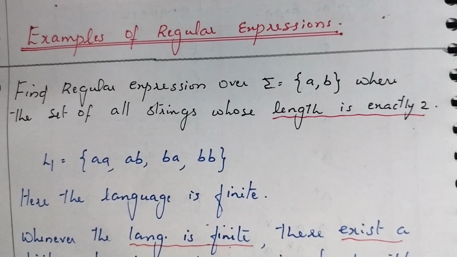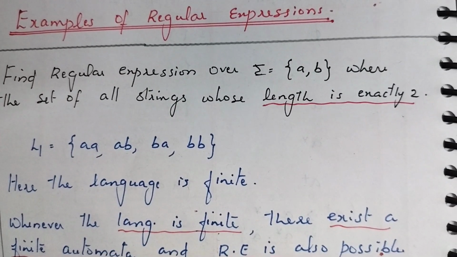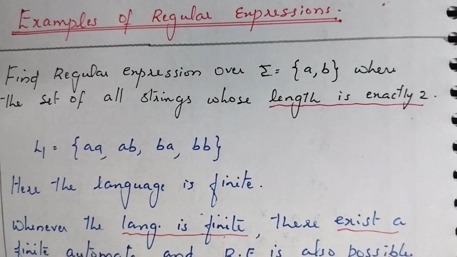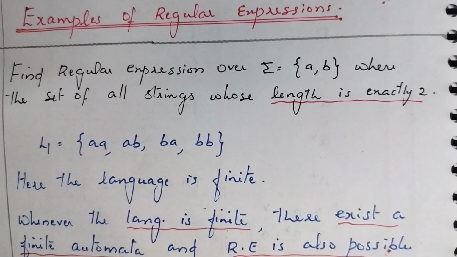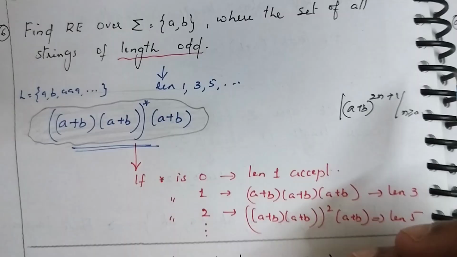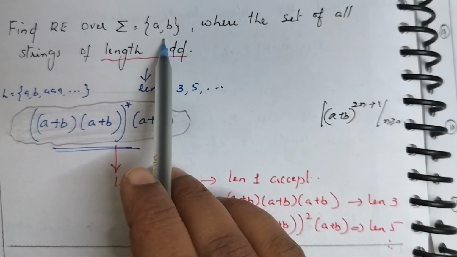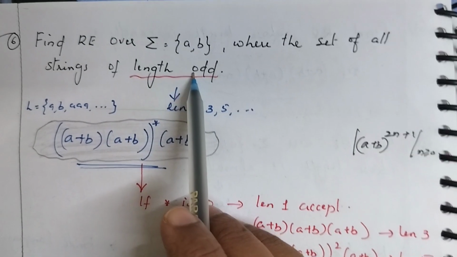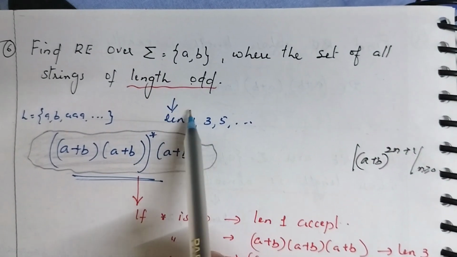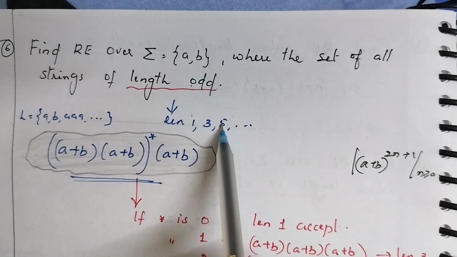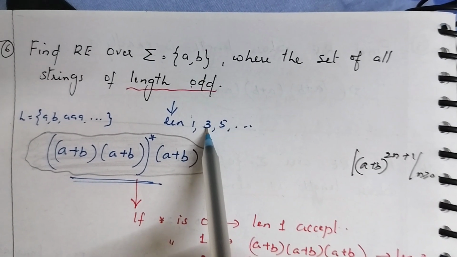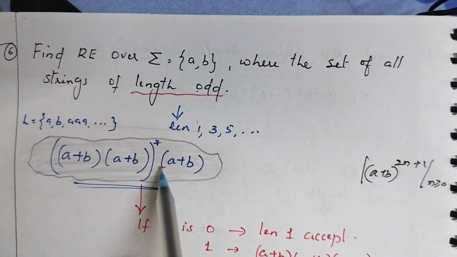In the previous video we discussed a few examples of writing a regular expression for a given problem. In this video also we are going to see a few more examples. Another problem: find a regular expression over the input alphabet {a, b} for the set of all strings of odd length. Odd length means length 1, length 3, length 5. Okay, so here we can write the regular expression like this.